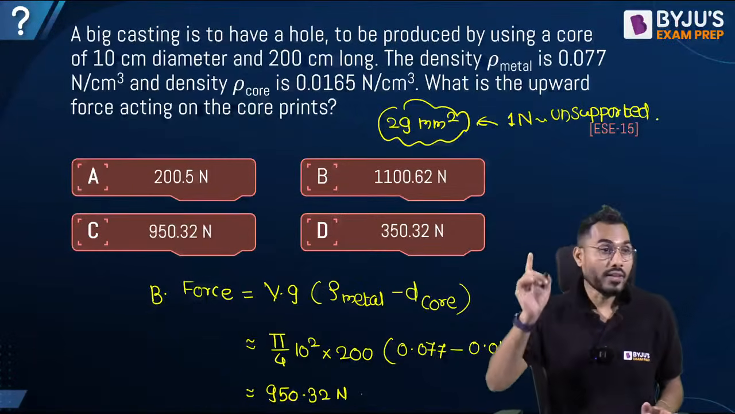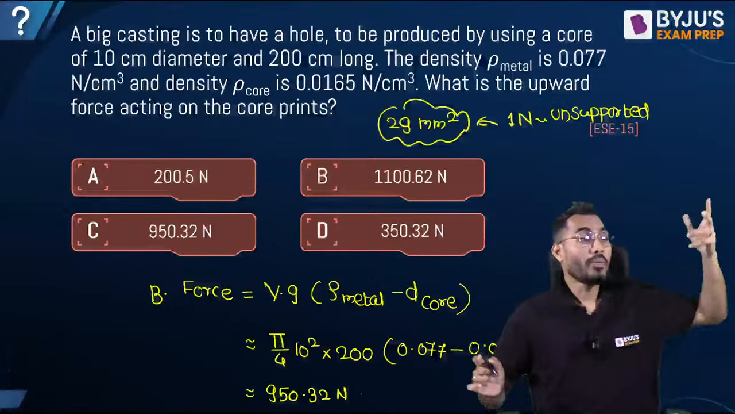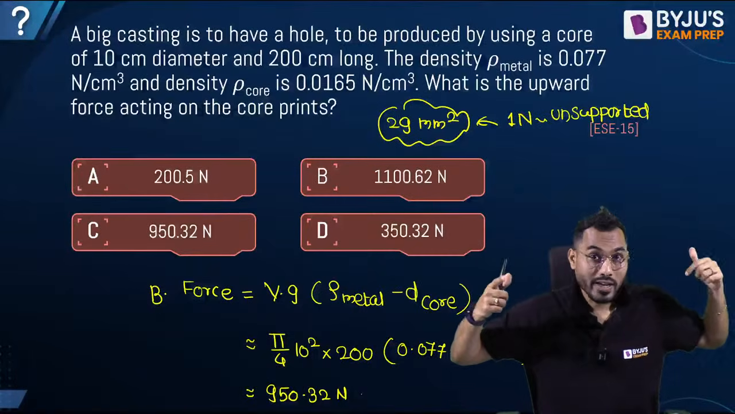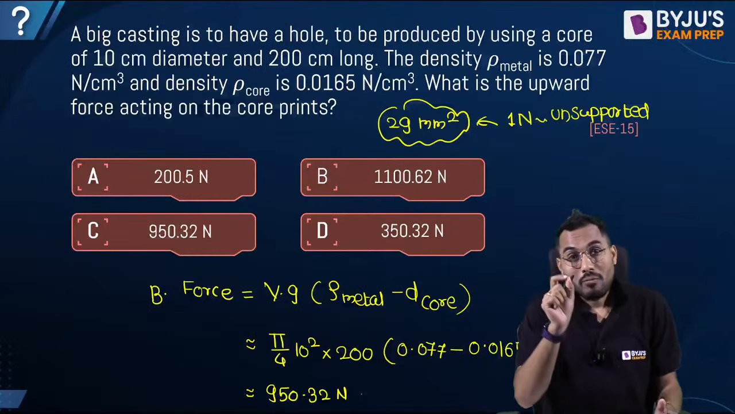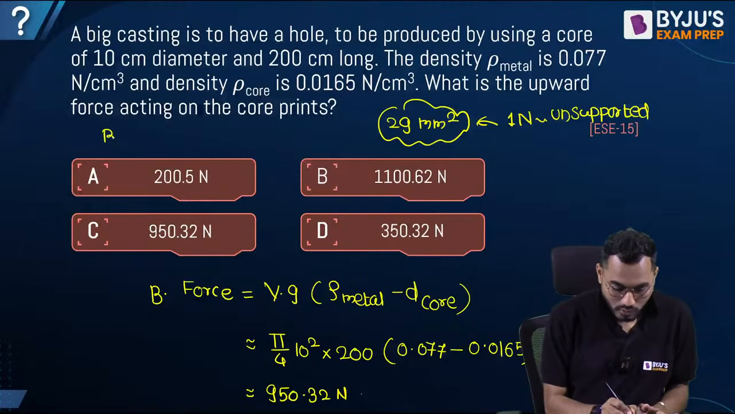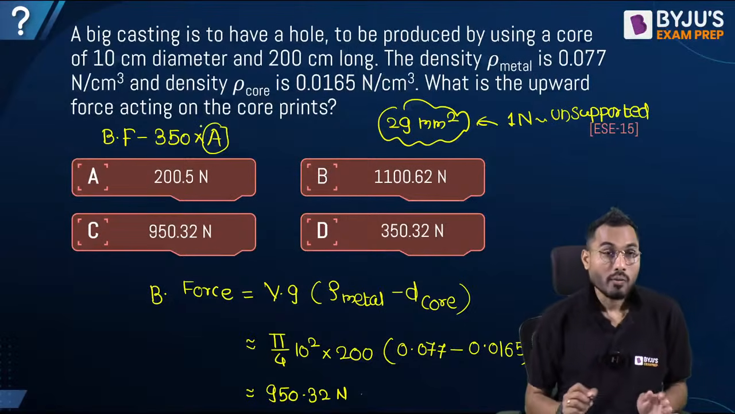For every 1 Newton of unsupported load, 29 millimeter square. Right, fine. Now it depends upon the area of the core print, and that is exactly equal to how much force is acting minus 350. That is the area of the core print. That is the buoyancy force minus 350, multiplied by A, where A stands for the area of the core print.